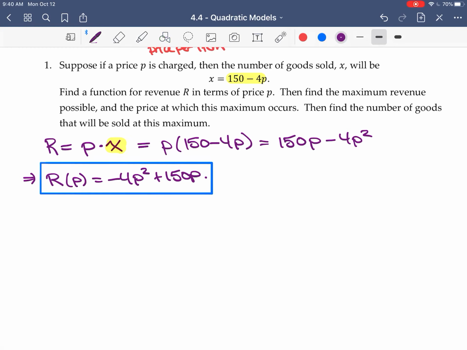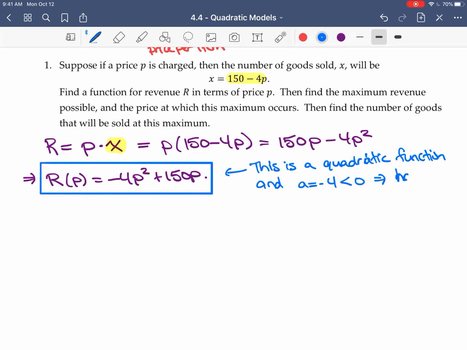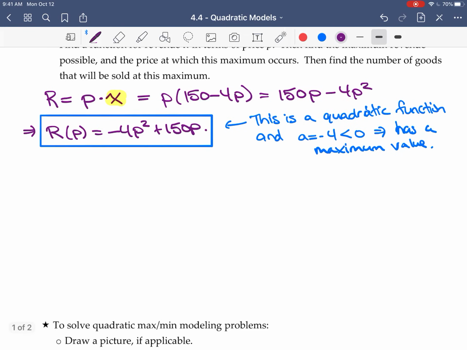You might notice that this is a quadratic equation, because of the P squared, the highest power. So this is a quadratic function in terms of P. The A value is equal to minus 4, which is less than 0. That means that it has a maximum value, because it opens down. So the vertex is going to be where the maximum occurs. The maximum revenue will occur at the vertex.